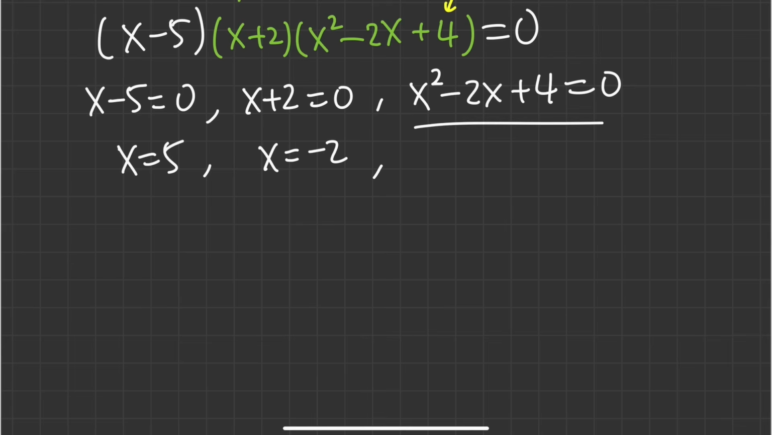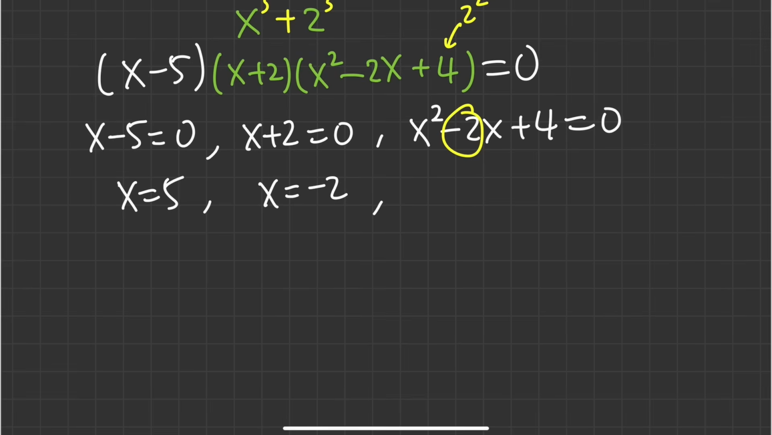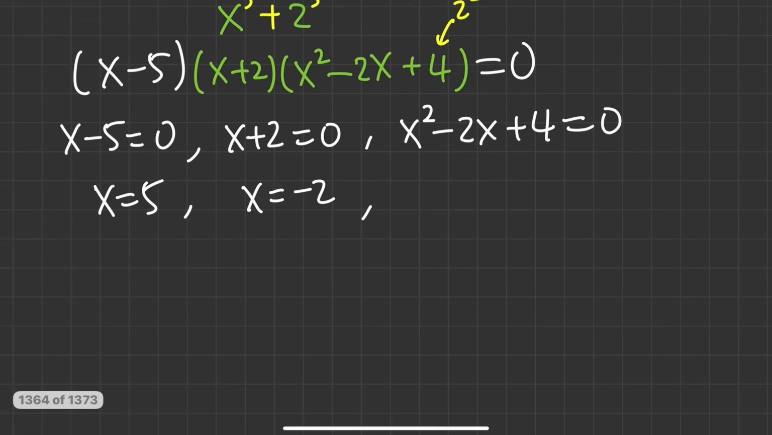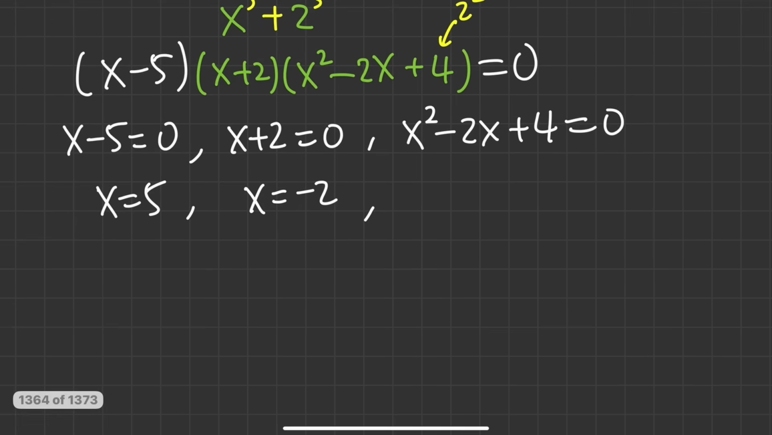Now, for this one, it's not factorable with real numbers. Let's do it by completing the square. It's easier in this case because we have a 1 in front of the x squared already, and the coefficient of x is even. Whenever this is the case, completing the square is going to be easier. So you guys can check out my other videos for completing the square. Right here, I'll just show you guys how to do it.